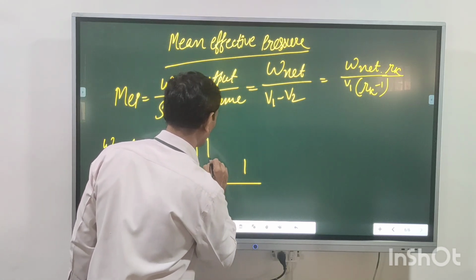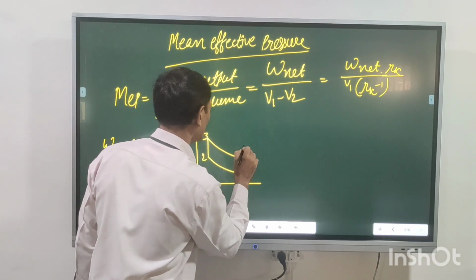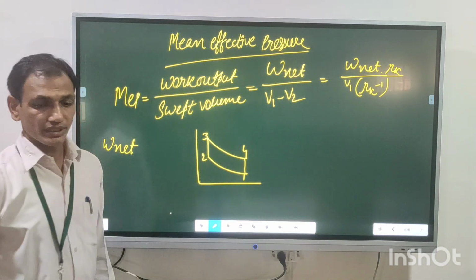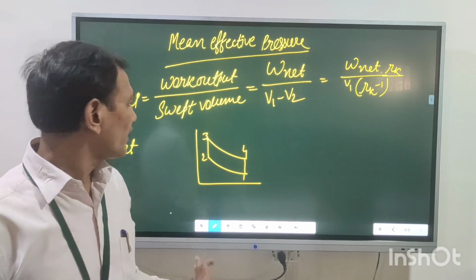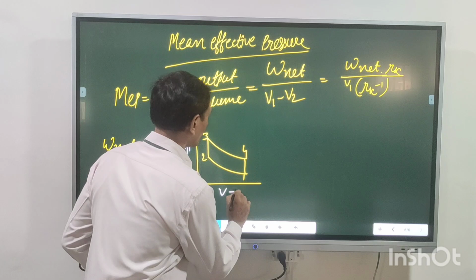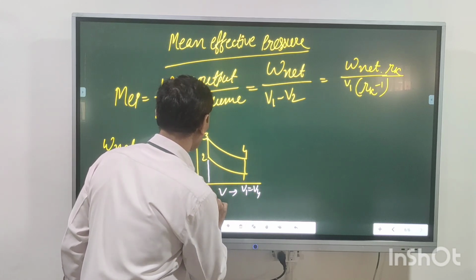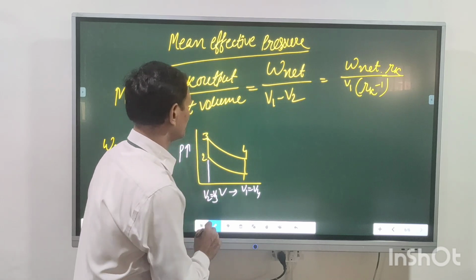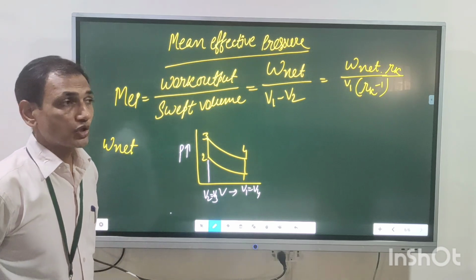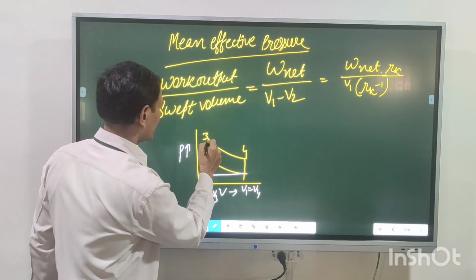the Otto cycle, 1, 2, 3, 4. And then we discuss how to find the net work output. This is the diagram drawn between pressure and volume. Here V1 is equal to V4 and V2 is equal to V3. Now we have to find the net work output. Suppose here we draw this way and this.